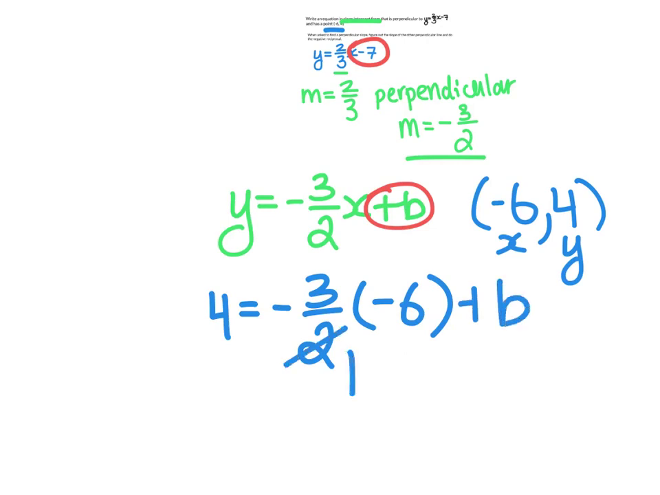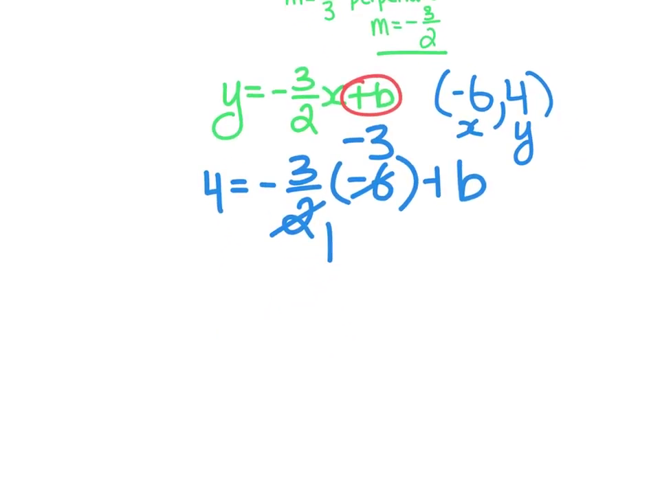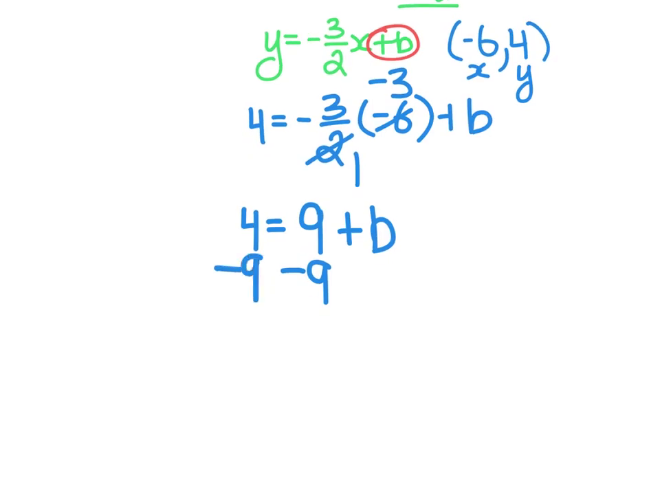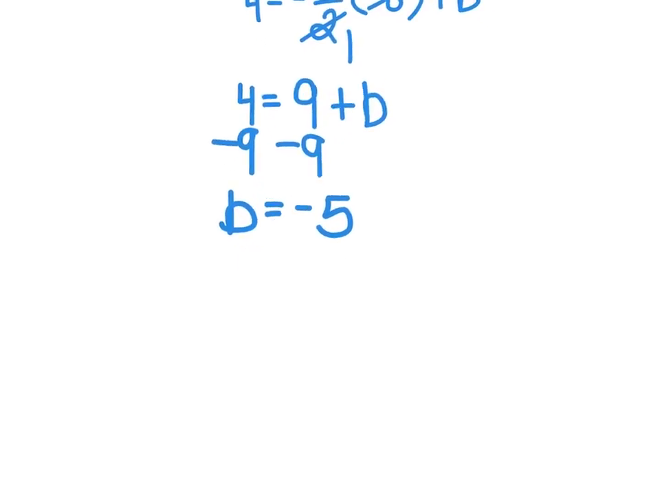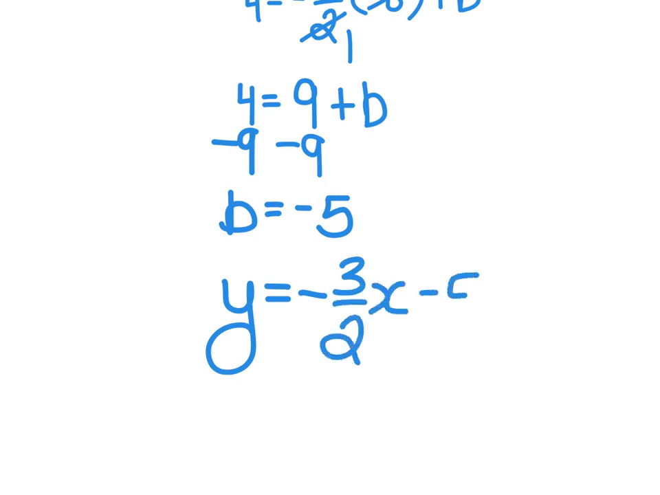You simplify, and you should get 4 equals negative 3 times negative 3, which is positive 9, plus b. Then you isolate your b value to get b equals negative 5. And that finishes off your equation: y equals negative 3 over 2x minus 5.